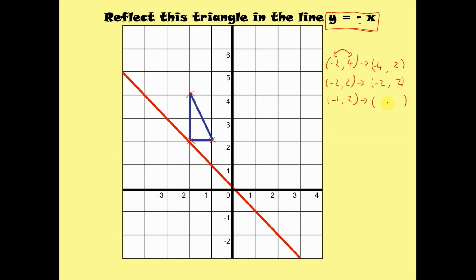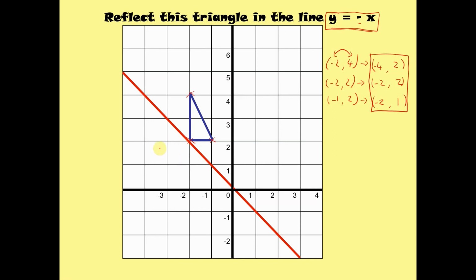So change their position and change their sign. So we have 2, which was positive, so now it is negative, and we have -1, so it will become 1. So -2, 1. And we need to plot these points to get the reflected image.